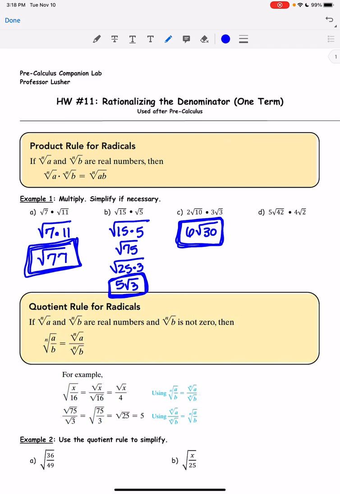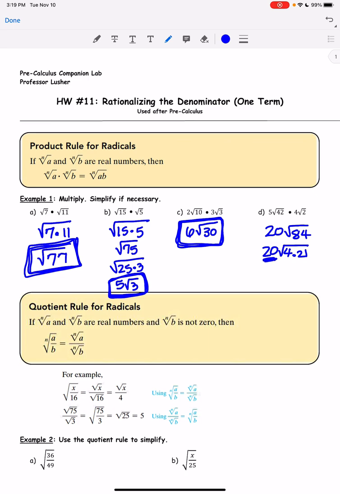Okay, same thing on D. Multiply the outside with the outside, inside with the inside. So I've got 5 times 4 to give me 20. Then we've got 42 times 2 to give me square root 84. And 84 can be broken down. The biggest perfect square that divides into 84 is 4. So I've got 4 times 21. The square root of 4 is 2.